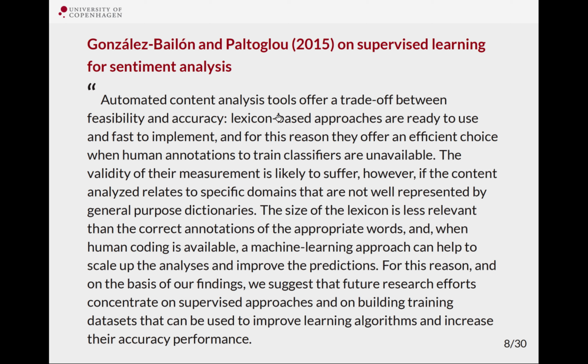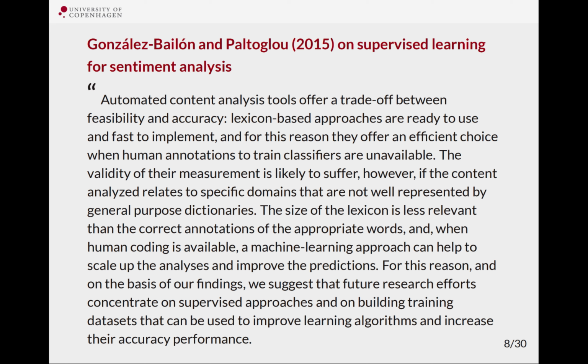So this is basically dictionary-based approaches. Dictionary-based approaches are very easy to use. They're very quick to implement, but they're not as good as supervised learning approaches. And so what they're really saying is that a lot of effort should be put in. Basically, I'll just read this last sentence: but for this reason, and on the basis of our findings, we suggest that future research efforts concentrate on supervised approaches and on building training data sets that can be used to improve learning algorithms and increase their accuracy performance.